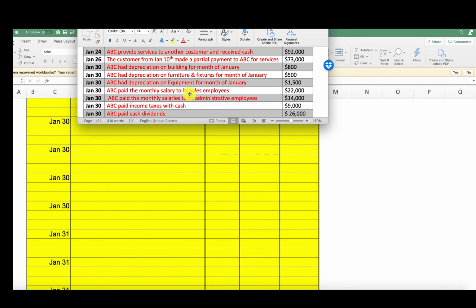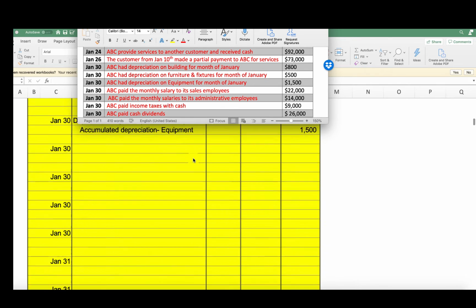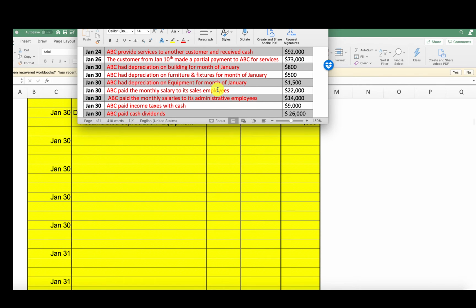ABC paid monthly salary to its sales employees of $22,000. ABC paid monthly salaries to its administrative employees. So we'll actually do these two together as well because it's the same entry. It's just two different types of employees. One is your sales employees and the other one is your administrative employees, and you're paying them. So if you paid it, you paid with cash. So we're going to credit cash in both instances, and that means your employees did work for you. So the company received work services from its employees.